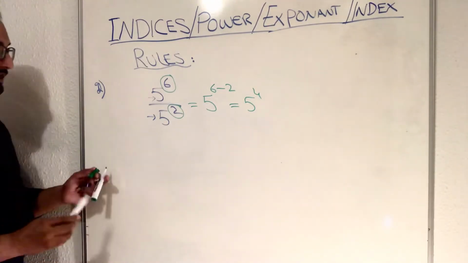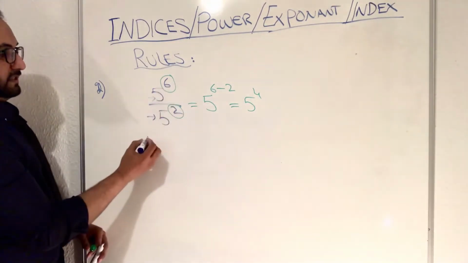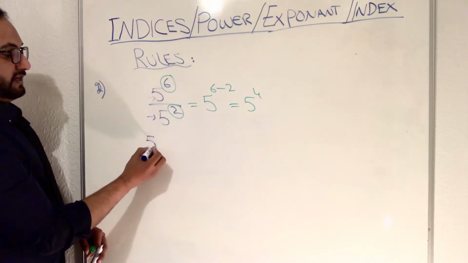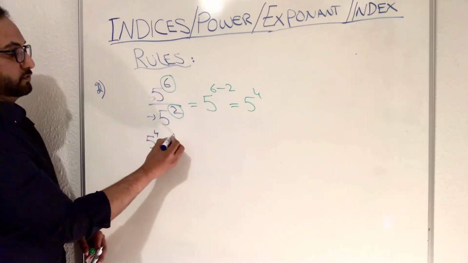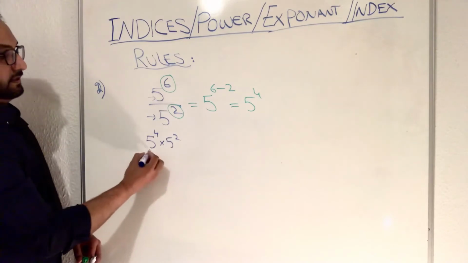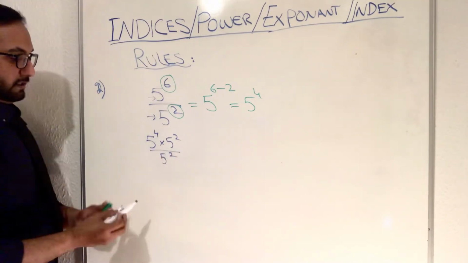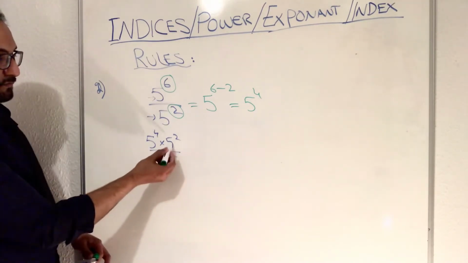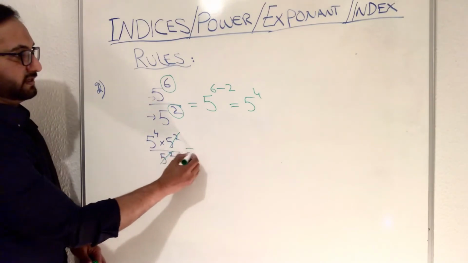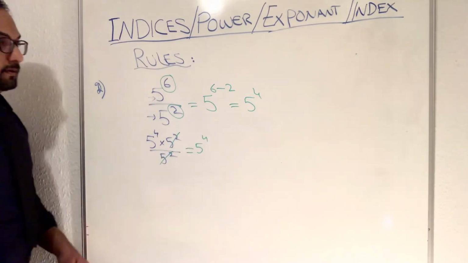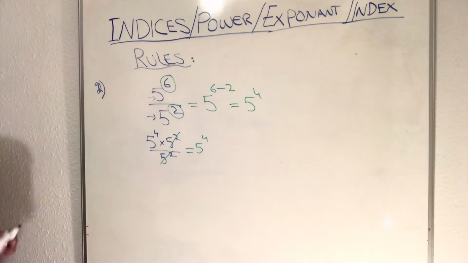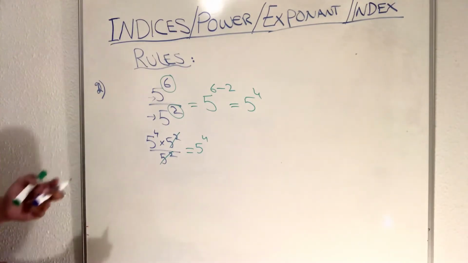Or the second way we can do that: 5 power 6 can be written as 5 power 4 times 5 power 2, divided by 5 power 2. So now you can see 5 squared cancels out and you will get 5 power 4. This is the division rule. If the powers are divided, then we subtract the values.